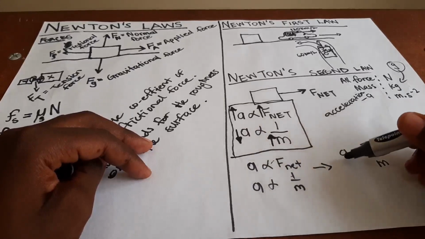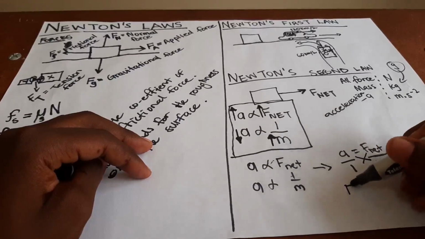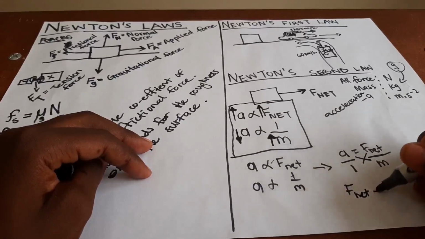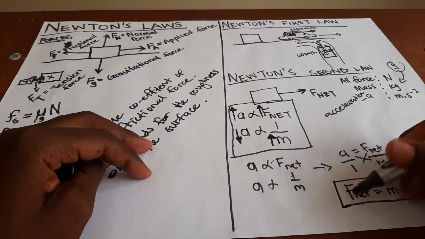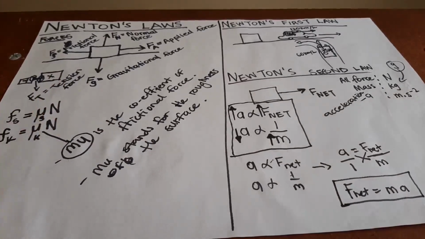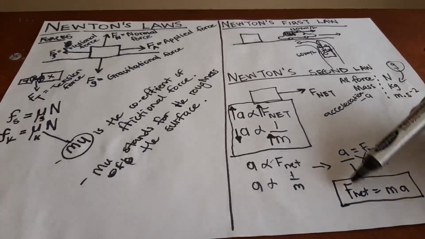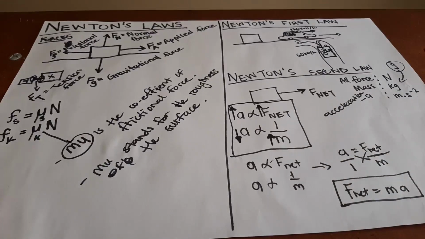So let's cross multiply. This is over 1 this side. We have F net this side. The net force is equal to A multiplied by M. This is our formula for Newton's second law, F net equals m a. In our calculations we are going to be using this formula. This is the net force, all the forces acting on an object, this is the mass of an object, and this is the acceleration.